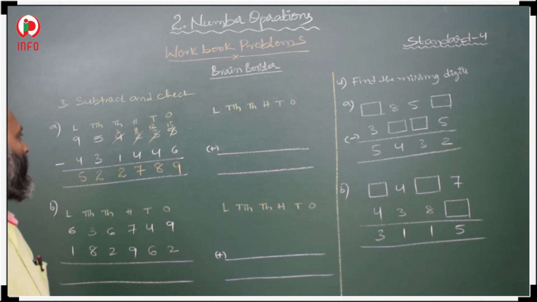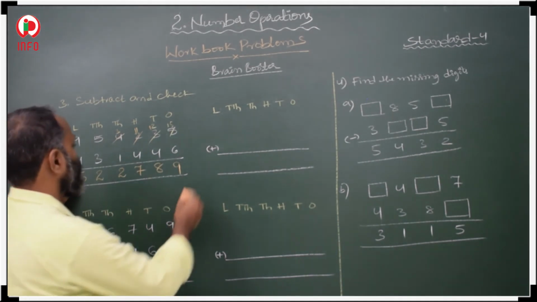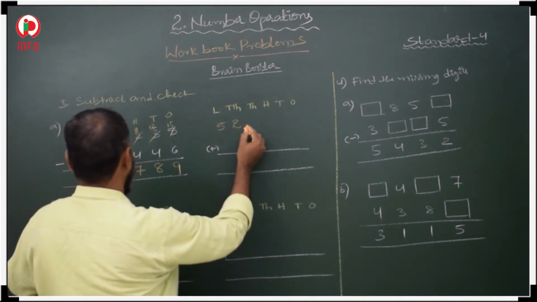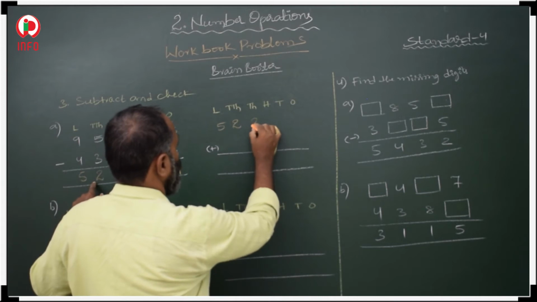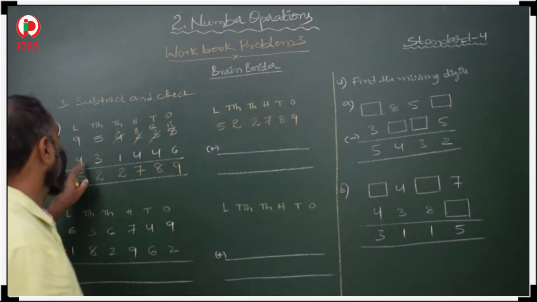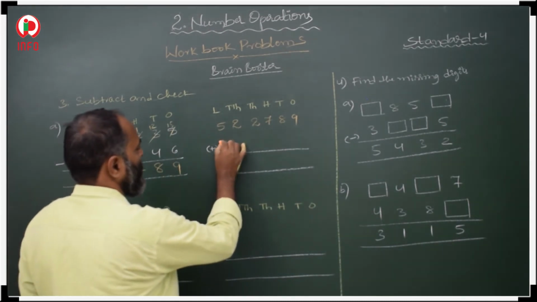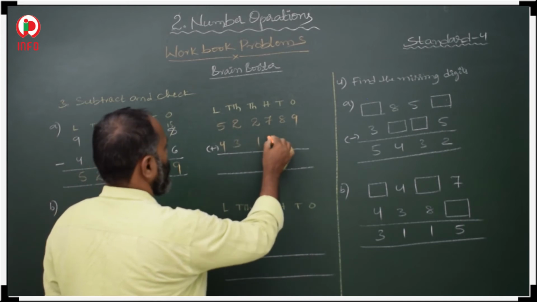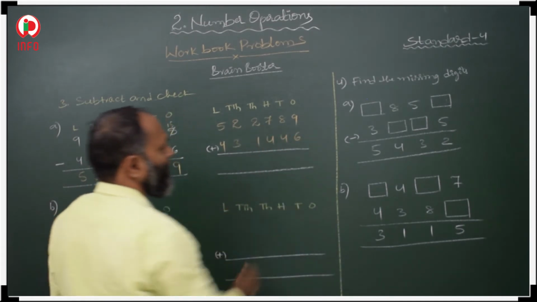Now, then check. So we have to add. First we have to take this difference. 5 lakhs 22,789 and this one subtrahend. 4 lakhs 31,446. Now you add.